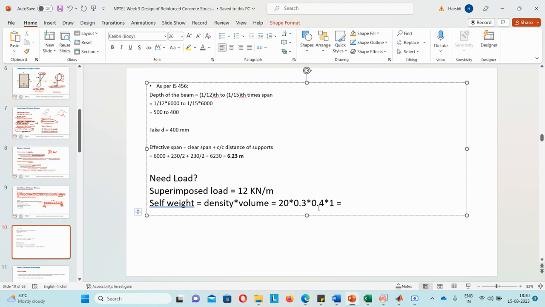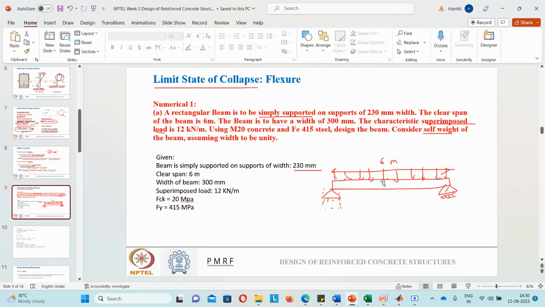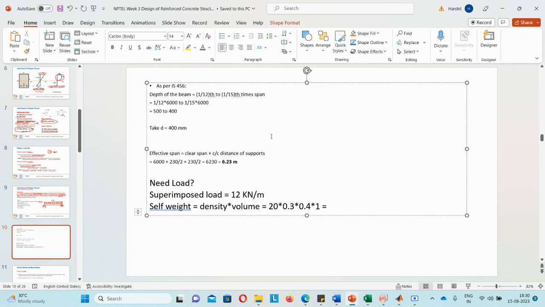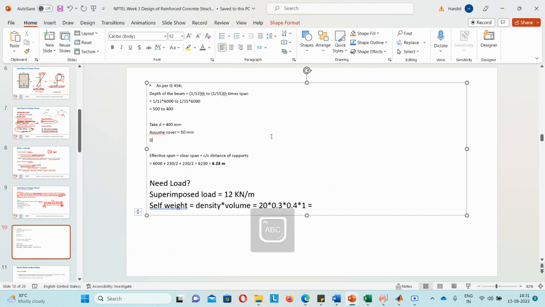Okay, now here one mistake that we have done, this is the effective depth of the beam, but when we are calculating the weight of the beam we need the total depth. So here let's assume a cover of 50 mm. If we are providing a cover of 50 mm, our total depth will become 450 mm. Sometimes you need to take assumptions if it is not given in the question. So let's assume a cover of 50 mm, so total depth will become 450 mm. So this factor will be 0.45.